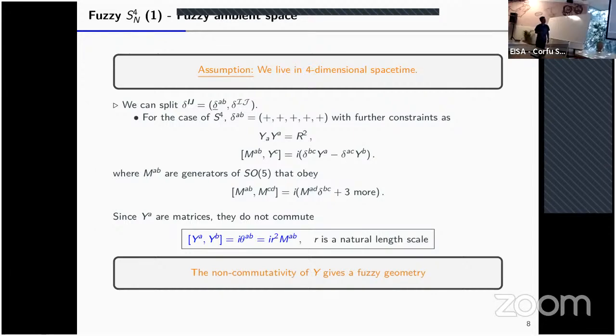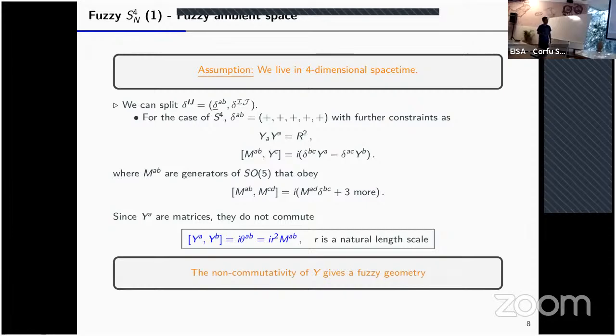So S4 is subject to the following constraint, where your coordinate YA squared equals some radius R squared. We also require the coordinates YA to transform as a vector under SO5, which has the MAB generators. And this anti-symmetric matrix MAB obeys the following relations. Since YA are matrices, they do not commute, and their non-commutativity is captured by these relations. Here, theta is a symplectic structure, and R squared is some natural length scale.